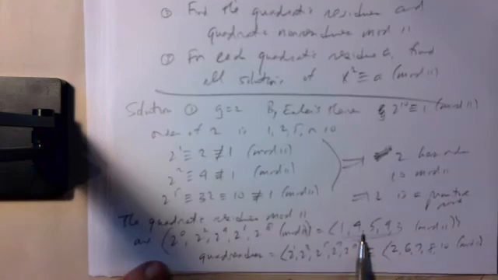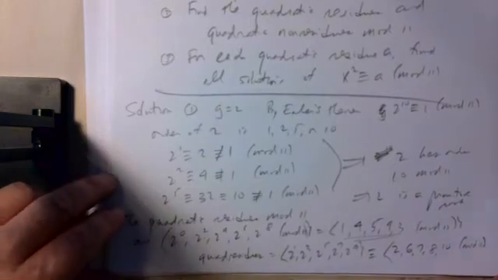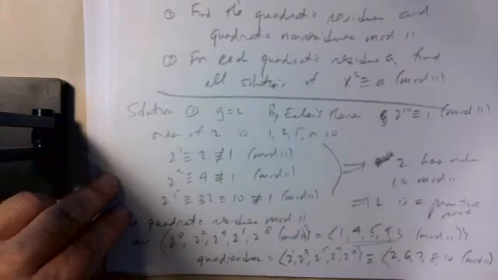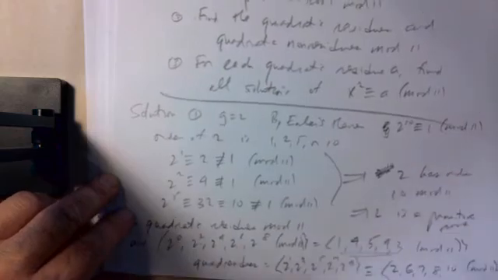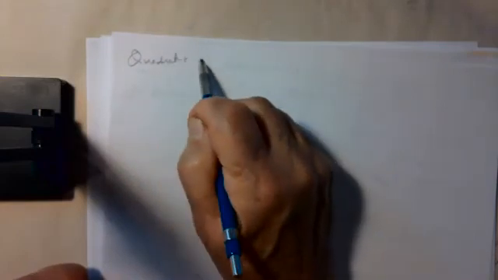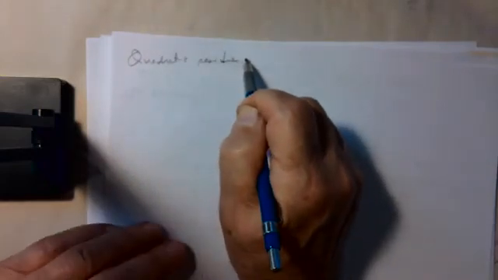So these are the quadratic residues, and these are the quadratic non-residues. And what are the square roots? So remember, the quadratic residues are 1, 3, 4, 5, and 9.